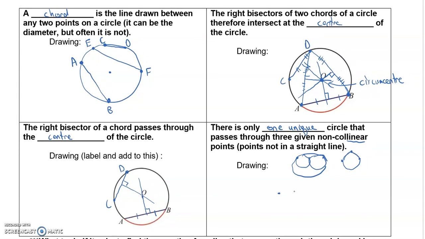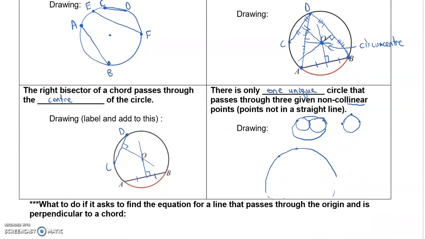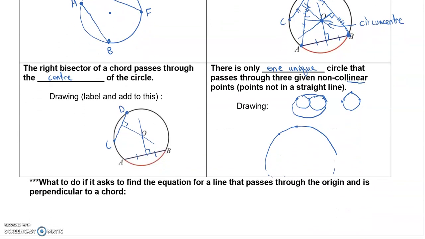Likewise, if I have all 3 almost in a straight line, I'm going to be able to draw a unique circle through that as well. It's going to be a very large circle that I don't have the space to do, but you can see where that goes there on that page. And finally, just to finish this off, what do you do if it asks to find the equation for a line that passes through the origin and is perpendicular to a chord?